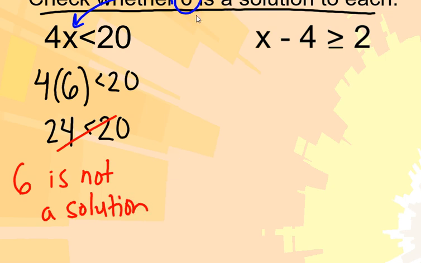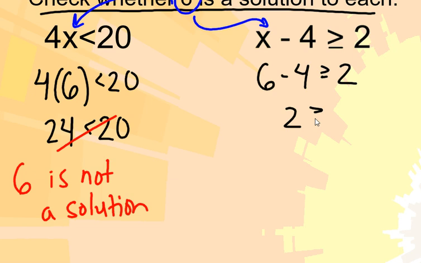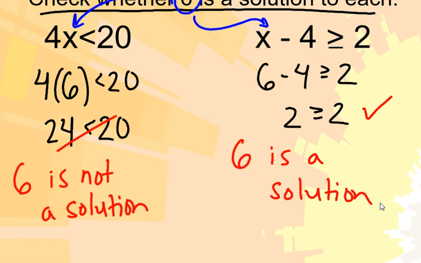What if I put 6 in here? I end up with 6 minus 4 is greater than or equal to 2. That is 2 is greater than or equal to 2. And although 2 is not greater than, it is equal to, and when you have the or part, it just needs to be one or the other. So this one works. 6 is a solution since 2 is equal to 2.